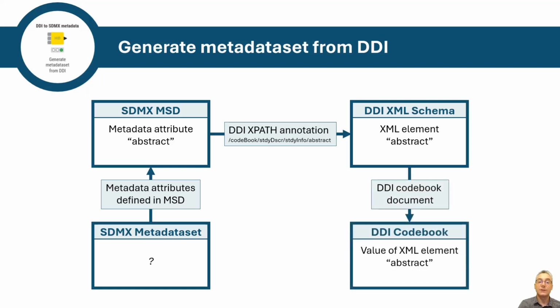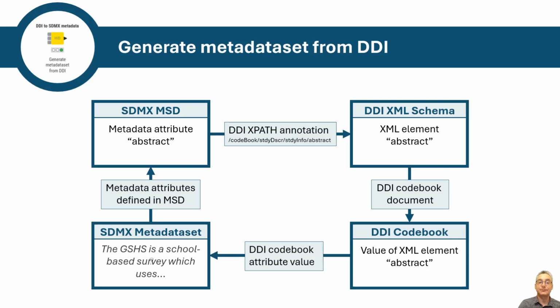The value of the element in the DDI codebook is defined by the schema and as such is linked to it. The loop can then be closed by transferring the attribute value to the SDMX metadata set. This way, the mapping from the DDI codebook to the SDMX metadata is inferred from the mapping between the SDMX MSD and the DDI XML schema for all attributes.